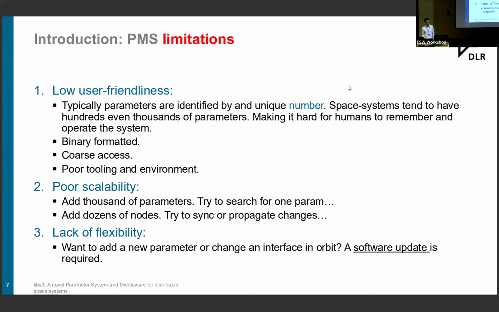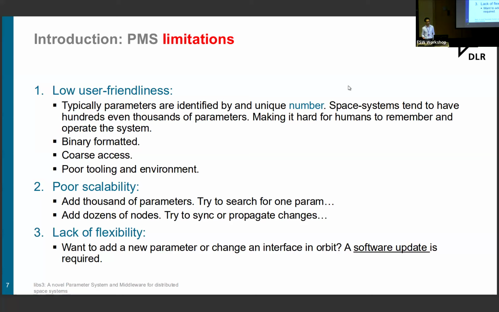Also related with this, the poor scalability. So you add hundreds of parameters, then it becomes hard to use, it becomes inefficient. And you know, space systems are very complex. Even for a simple project, you can have hundreds of parameters. But most of the time you have thousands of parameters for a single system. And also lack of flexibility.